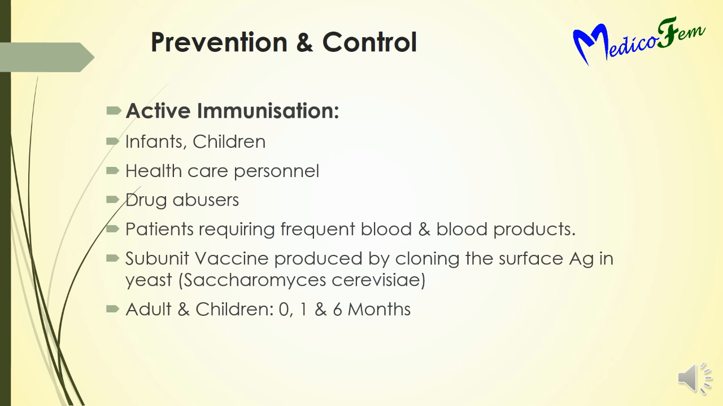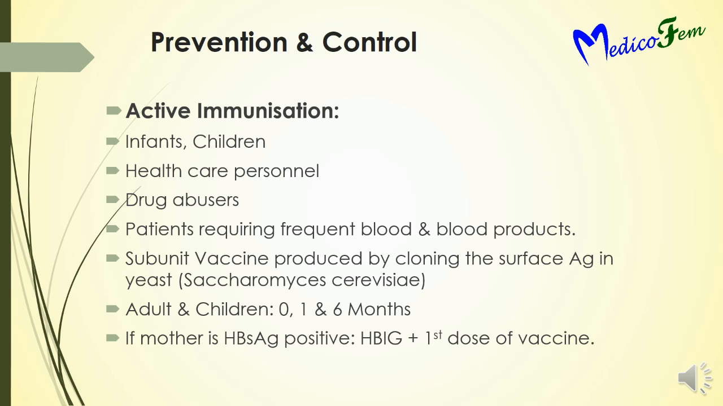First dose is given at day 0. Second dose is given after 1 month of the first dose, and the third dose is given after 6 months of the first dose, by IM route. If the mother is surface antigen positive, the first dose of vaccine along with immunoglobulin is given to the neonate.